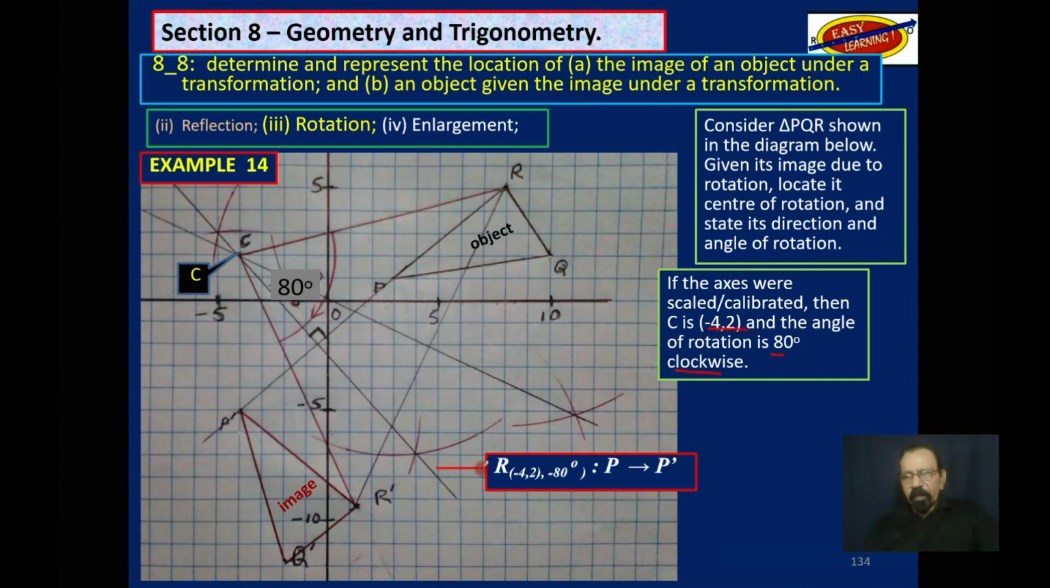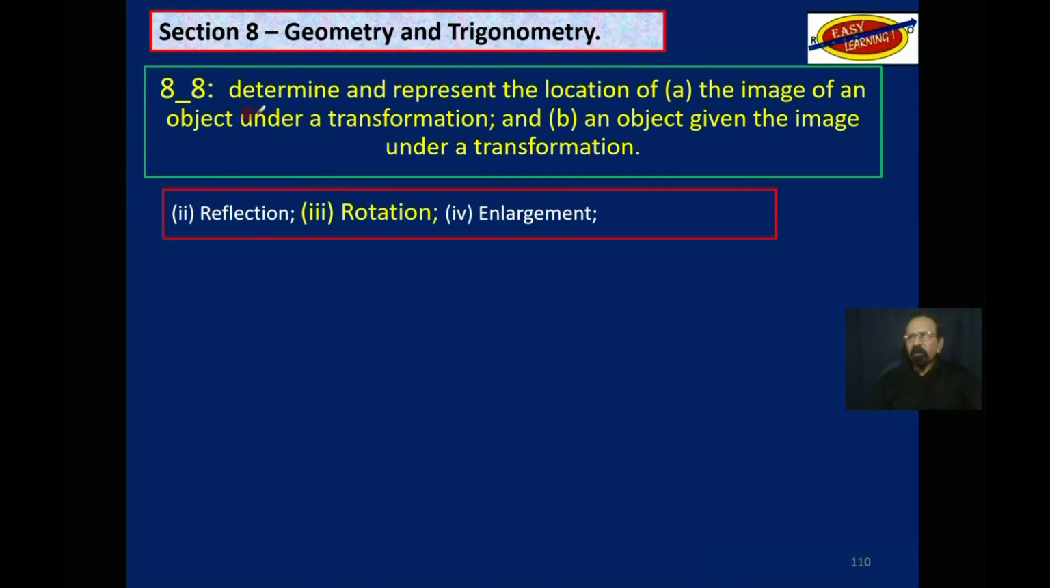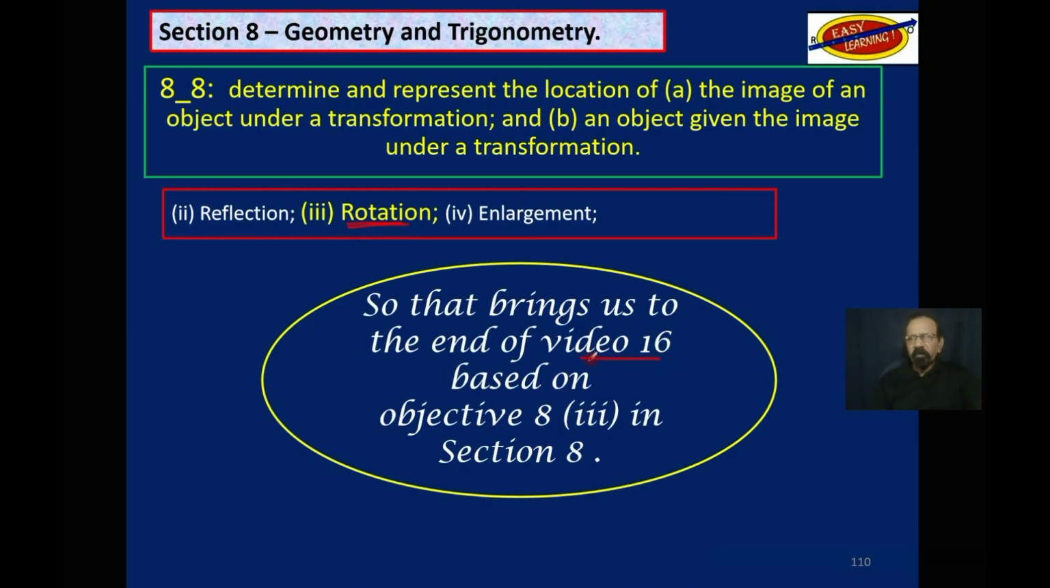You could write it down like this in standard format. A rotation at -4, 2 in a clockwise direction of 80 degrees will give that image. And that should suffice for rotational transformation. So in this video, we were looking at rotation, which is video 16 based on objective 8 part 3 in section 8, rotation.